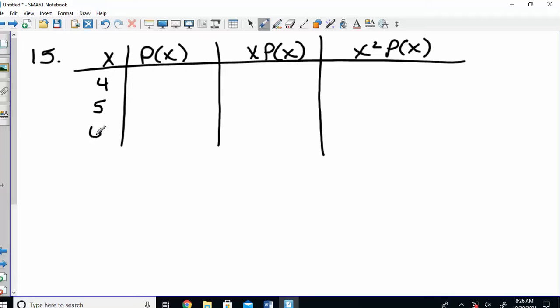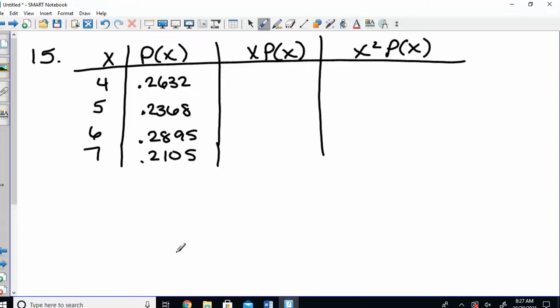Okay, so my x's, we have 4, 5, 6, and 7. To get the probability, you have to look at your table. So for the 4, x is the number of games played in the Stanley Cup. So playing 4 games happened 20 times. Out of how many total situations do we have here? 76 if you add them up. So 20 divided by 76 is about 0.2632. Okay, the next was 18 out of 76. 22 out of 76. And 16 out of 76.